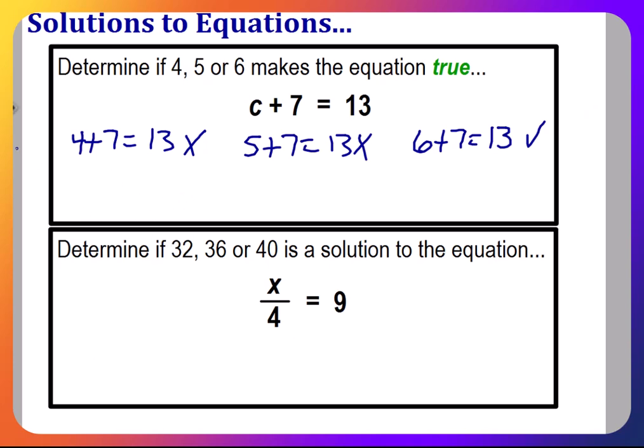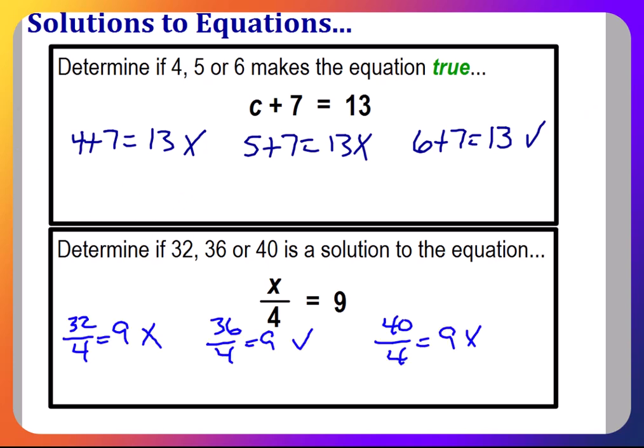So pause the video, do the next one, then come back and check your answer. Okay, substituting the values for x. 32 divided by 4 equals 9. That is a false statement. 36 divided by 4 equals 9. That statement is true. 40 divided by 4 equals 9. That one is also false.